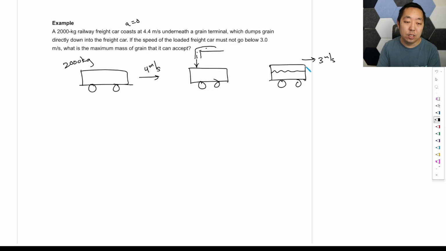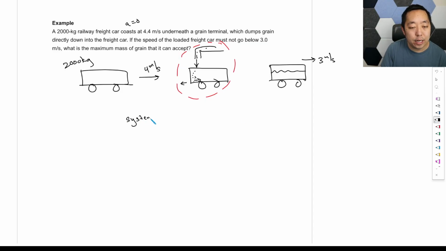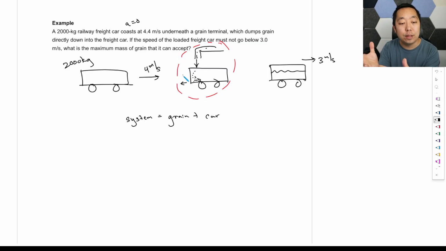So there's a complicated interaction between what the grain does. It hits it, and it's going to apply a force this way. Each grain is going to hit the train and cause it to slow down. It's going to push it because the train's going to accelerate the grain to make it go the same speed as the train, or the freight car. And then the grain is going to cause an equal and opposite force. But if we think of the system as the grain plus the car, then we don't have to worry about the internal forces of what's happening in between there, right?